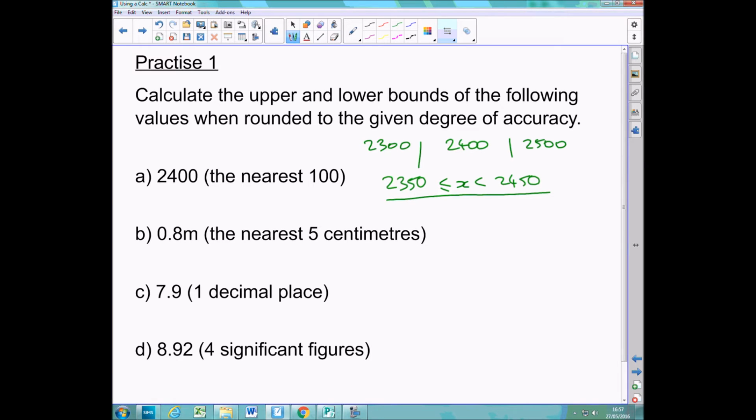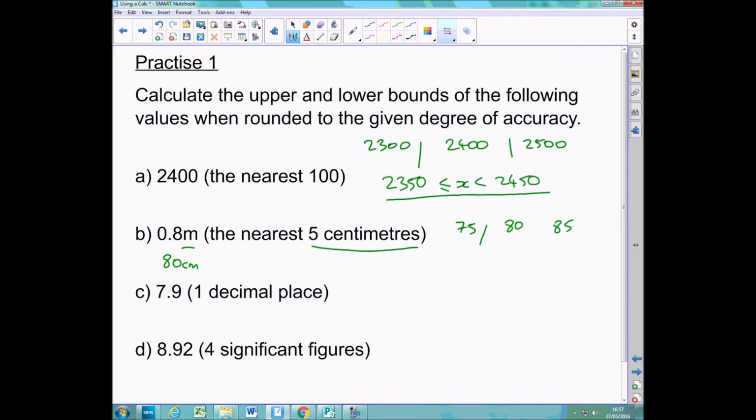The next question was a little bit trickier. I hope it didn't catch anybody out, but the first value was in metres, whereas I was told that this was rounded to the nearest 5 centimetres. There's a couple of different ways of doing this. I think the easiest way is just to convert this value into centimetres, and 0.8 metres is 80 centimetres. So I start with 80 centimetres. I need to go up by 5 centimetres and down by 5 centimetres.